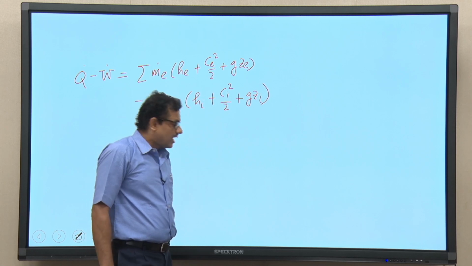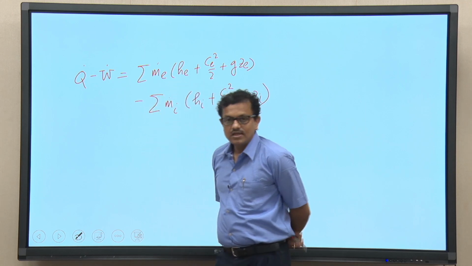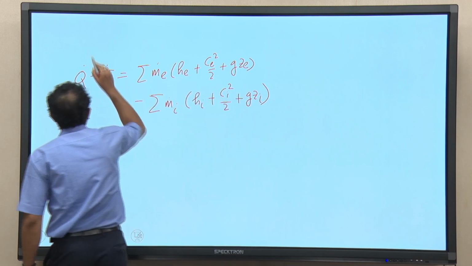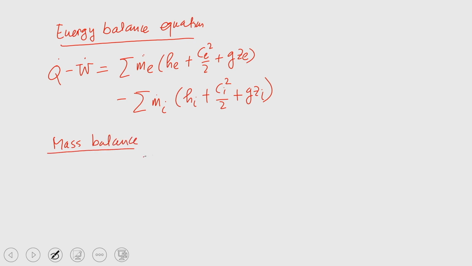I would like to discuss a few important critical issues involved with this particular equation. So, this is the energy balance equation, and from the last slide we have seen that the mass balance equation can also be written like this: summation of m dot I equal to summation of m dot E.